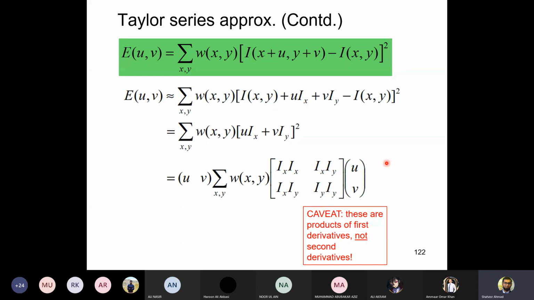Okay, now as far as this summation is concerned, this thing has come from here, and this is basically being carried forward to this point here. Here you have to keep in mind that these are products of first derivatives, these are not second derivatives. Okay, if there are any questions so far, please feel free to ask.